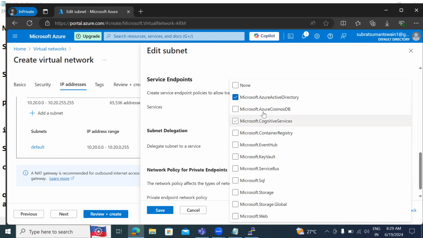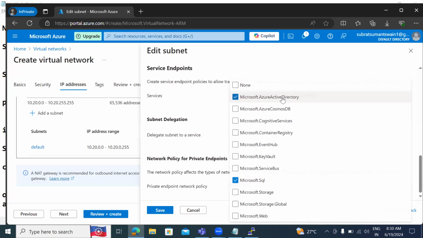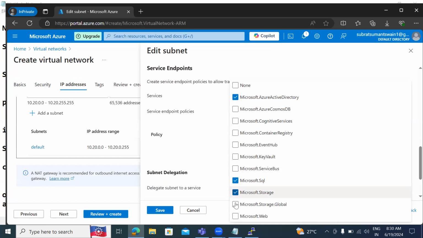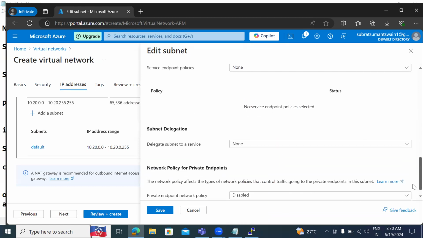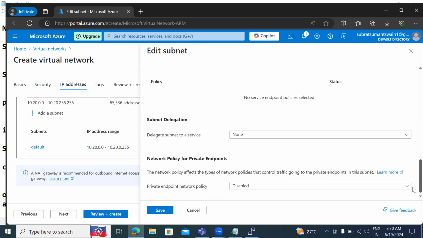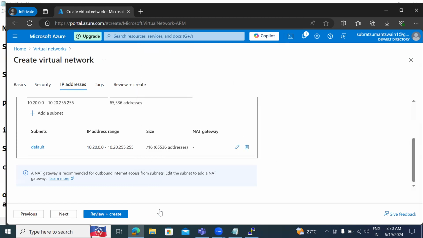Then based on what we need, I can choose Microsoft SQL. This is SQL, and Cosmos DB is NoSQL. These are different PaaS-based services used for different requirements. Even storage is required, Microsoft Web Apps also, and I want to communicate with the key vaults. Depending upon your business requirement, you enable those service endpoints, and there we can configure NSGs also. Those policies also we can enable.